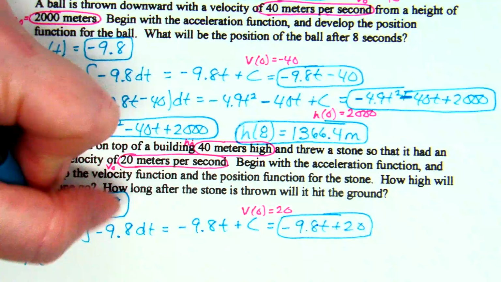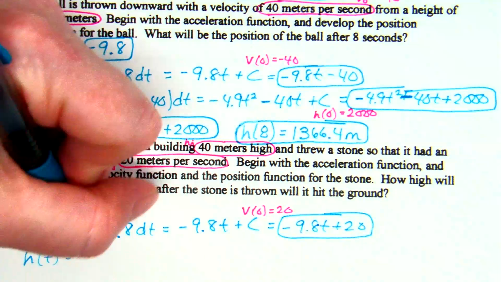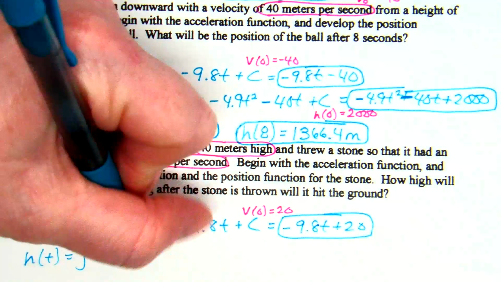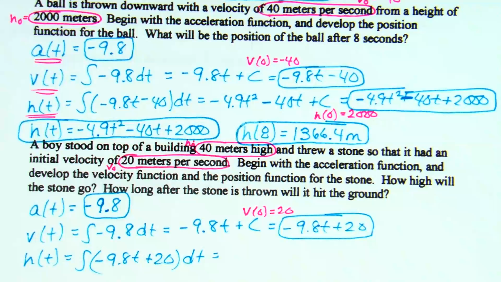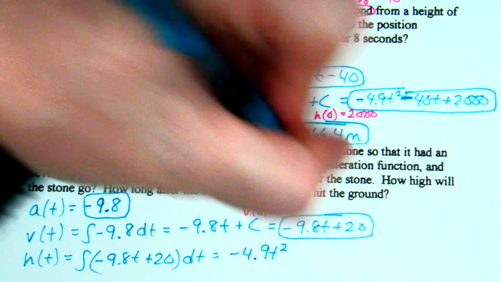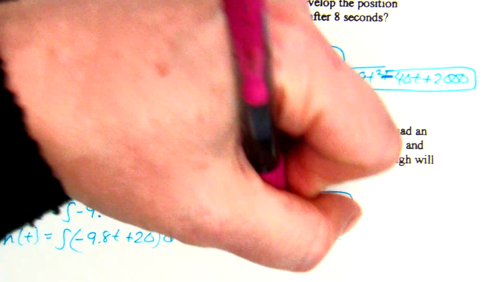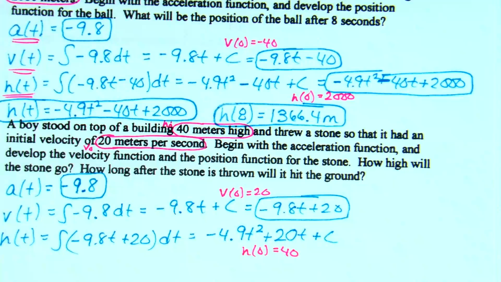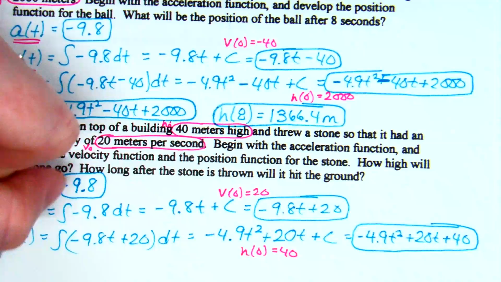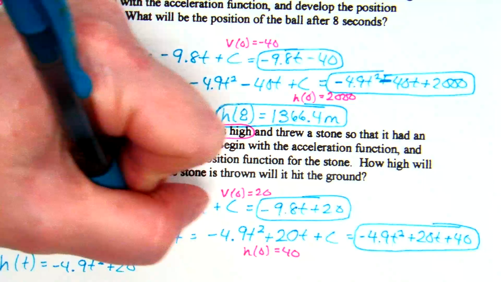Okay. Position. So height. The integral of negative 9.8t plus 20 dt. Integral of negative 9.8t is negative 4.9t squared, plus 20t. Officially, I'm going to say plus c, but this is height, and we know h of 0 would equal 40. So we plug 0 in for all your t's. C is going to be 40. So negative 4.9t squared plus 20t plus 40. So height formula, h of t, negative 4.9t squared plus 20t plus 40.